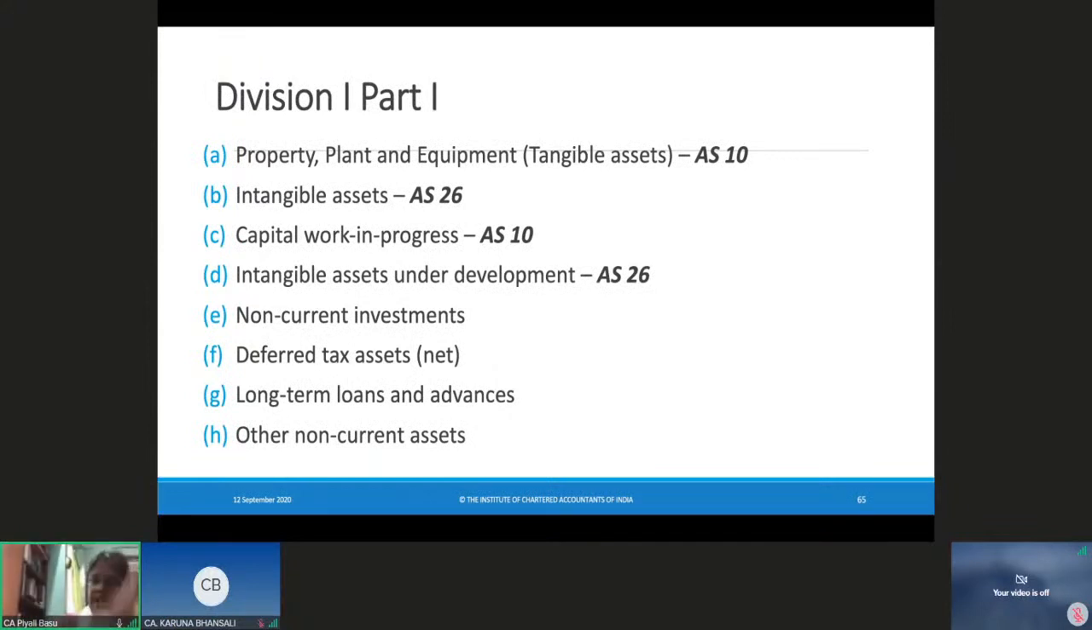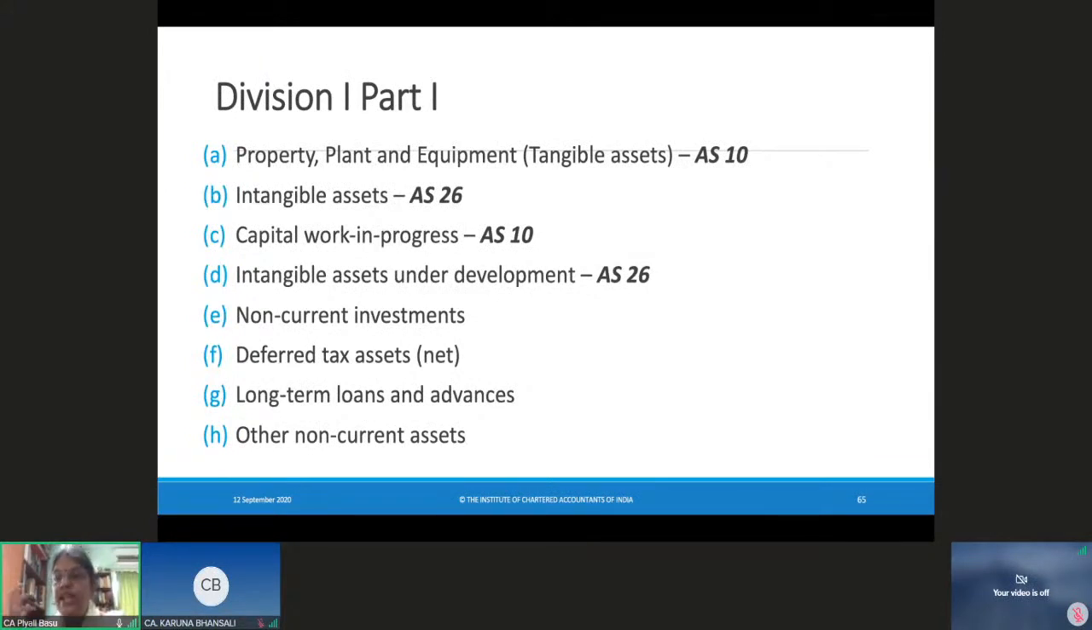So I've just given you, I'm sure you are aware of it, but I'm still giving you the related accounting standards here, which govern these balances. Property, plant and equipment, we do not call it fixed assets. Basically, it's PPE, property, plant and equipment, which is basically fixed assets, but we now call it property, plant and equipment. These are tangible assets governed by AS 10.